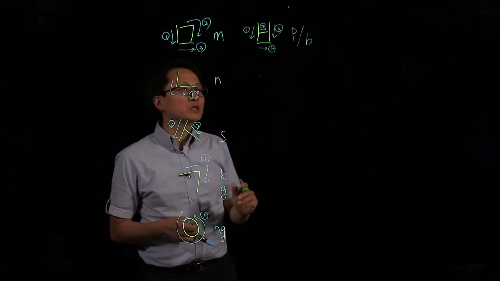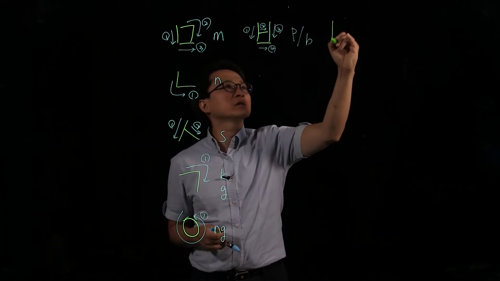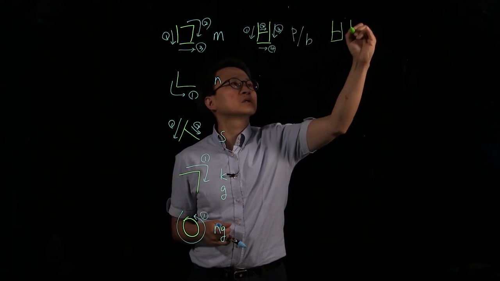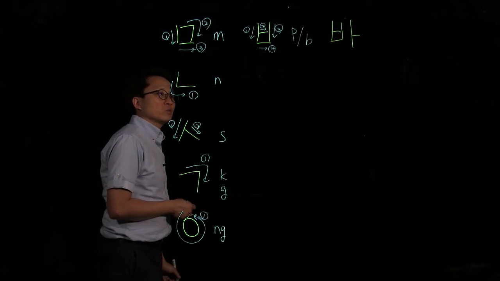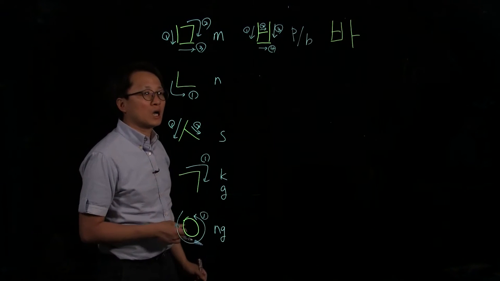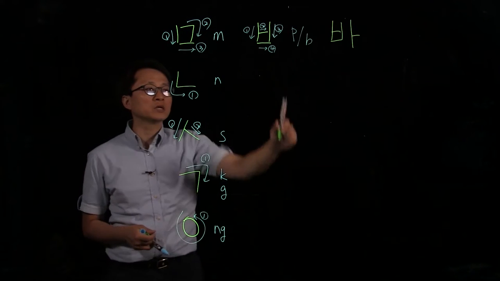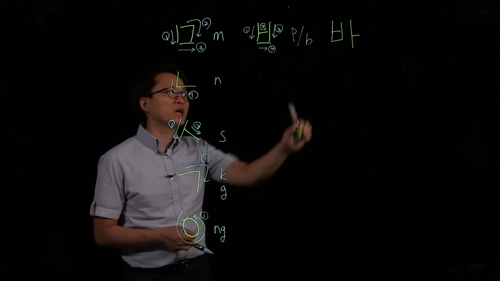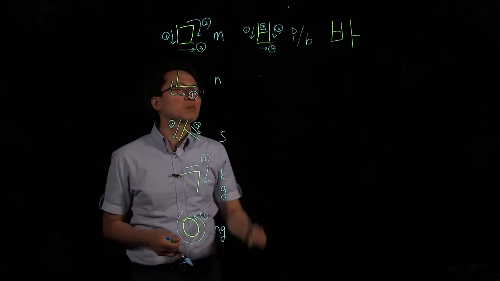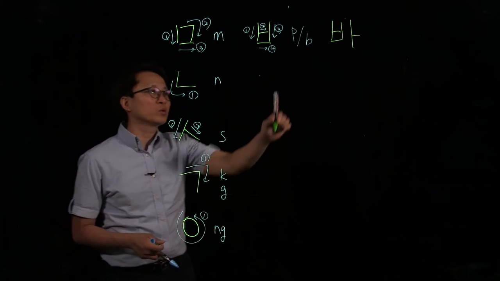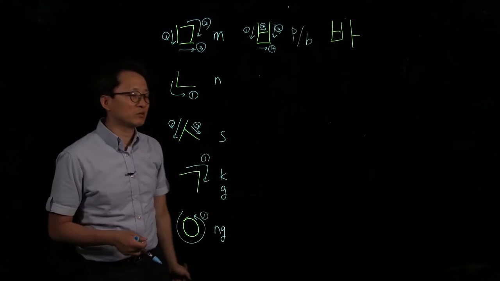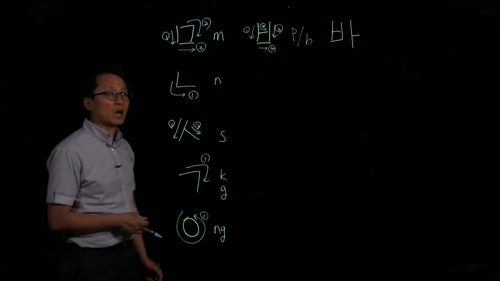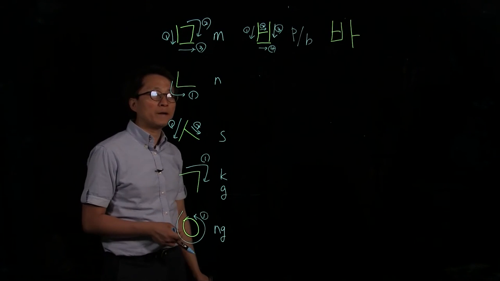And as we did last time, let's add this ah here. And its sound value is what? Ba. Does it sound like P or B? If I just pronounce this, it sounds more like pa, pa, pa. But if I pronounce this after another vowel, then it sounds more like ba, ba, like that. Okay?